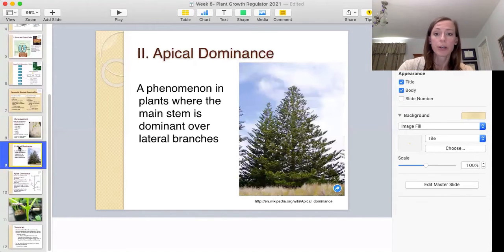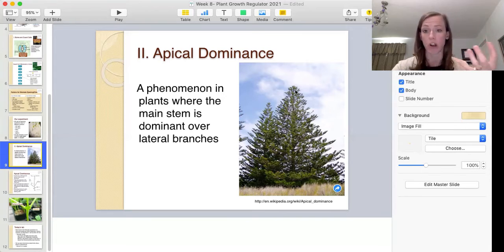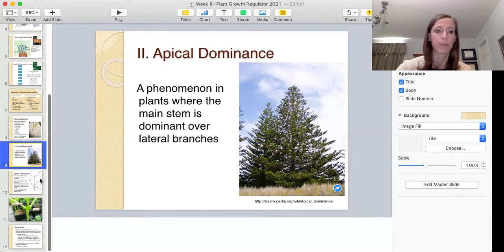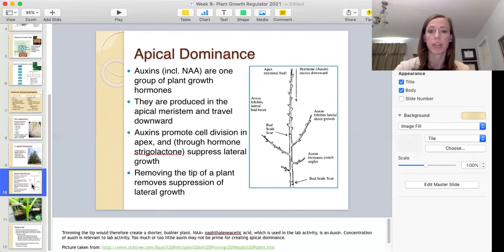Now let's move on. We're also going to set up a second experiment this week, which looks at apical dominance. You won't be able to analyze this one in lab this week because we're going to let it sit for 2 weeks, and then we'll take a look at the final results after it's had time to grow. The concept we're looking at is apical dominance, which is the phenomenon where a plant's main stem has preferential growth over the lateral branches, the branches coming out to the sides. The way that this works is through the action of a group of hormones called auxins.